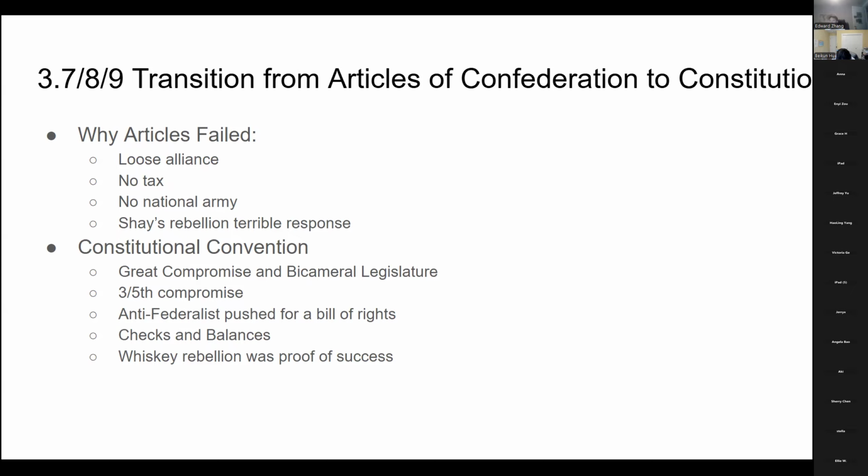Do any of you guys know what happened in the Great Compromise or the result of it? I'm pretty sure it's also known sometimes as the Connecticut Compromise and Virginia Compromise.